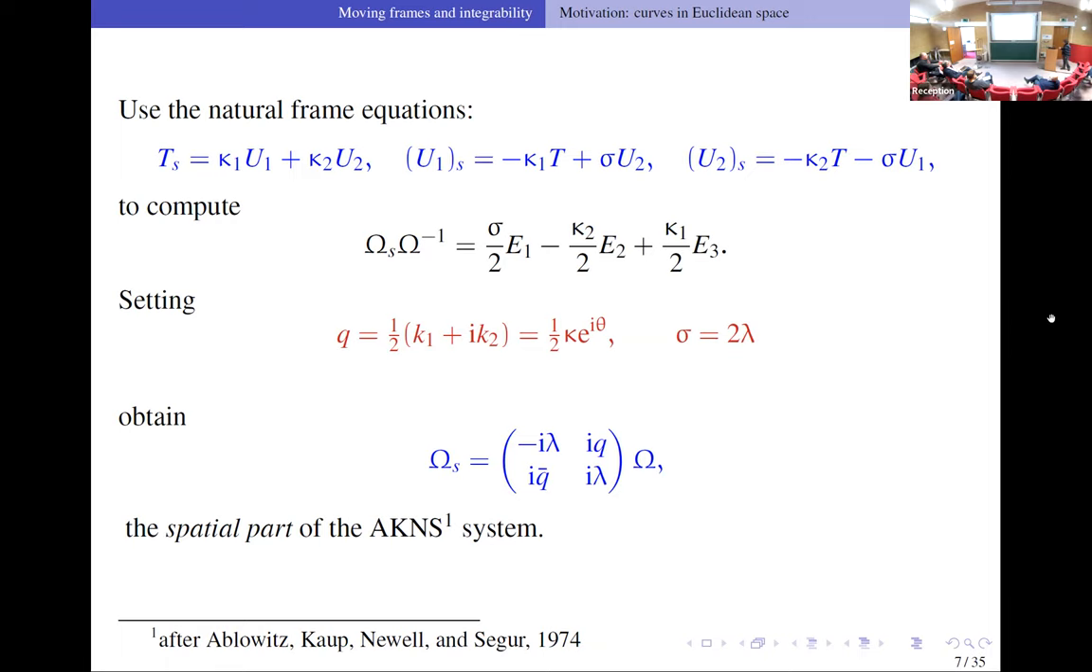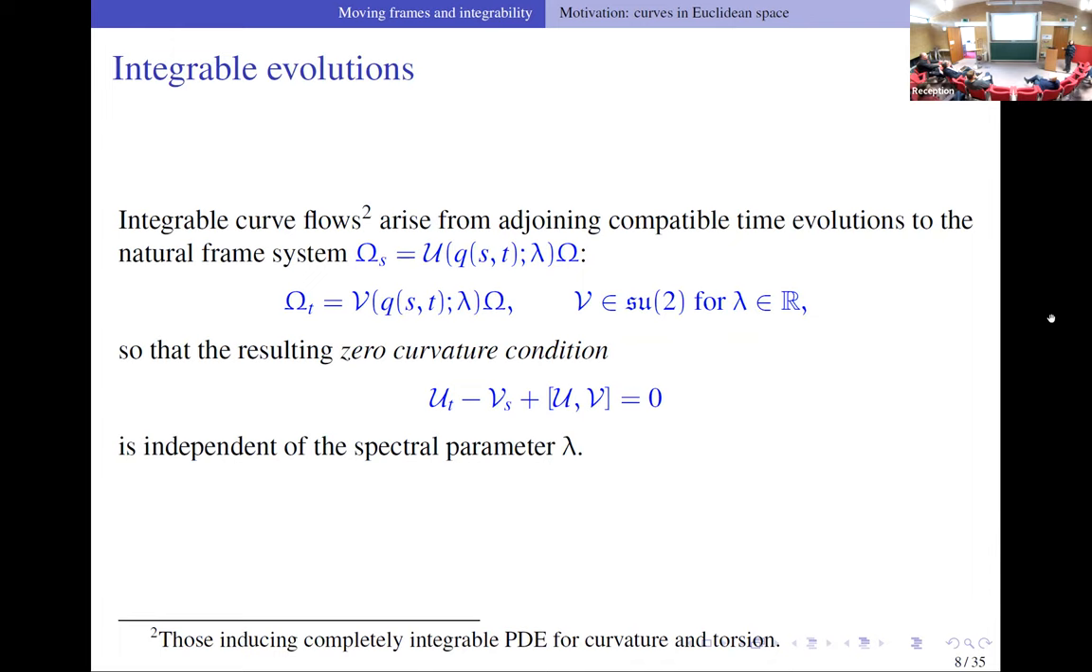So now you know what game I am going to play. I have my equation for a moving frame, and I am going to adjoin a compatible evolution of the frame. And the compatible evolution will simply say that omega is going to evolve with respect to a second independent variable, which will be interpreted as time, according to a second linear system, where this matrix lies in the algebra, whenever lambda is real. Now, compatible, of course, means there is a zero curvature condition that you all know, and we want this to be independent of the spectral parameter.